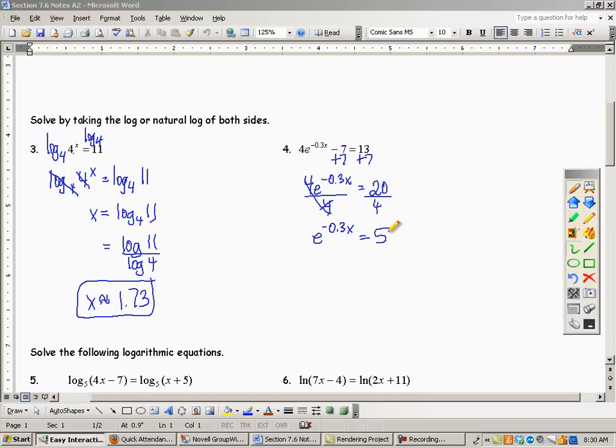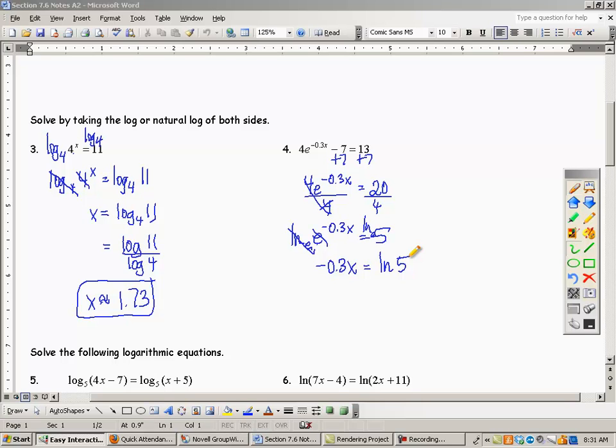Now that I have a base to an exponent by itself, I have to get rid of the base. Well, my base is a base e, so what log can I use that has a base e? That's a natural log, which has a base e, so I'm going to natural log this side. The natural log cancels with the e to get negative 0.3x equals the natural log of 5.